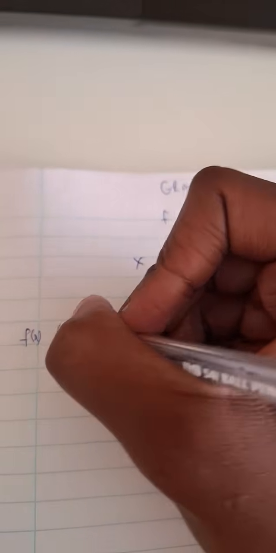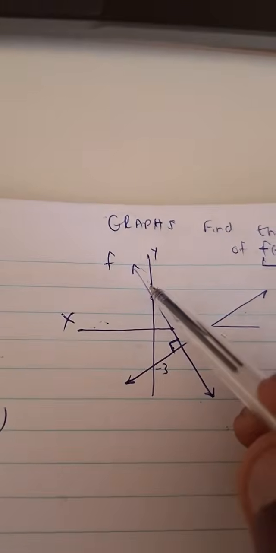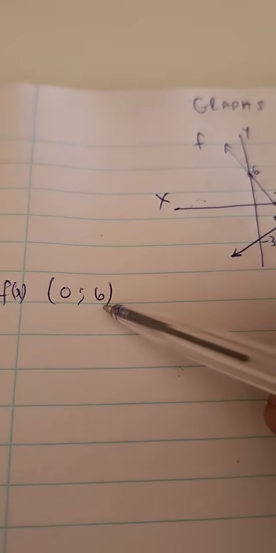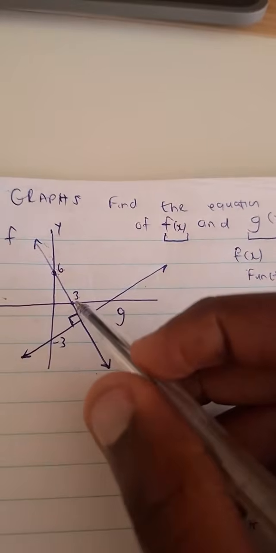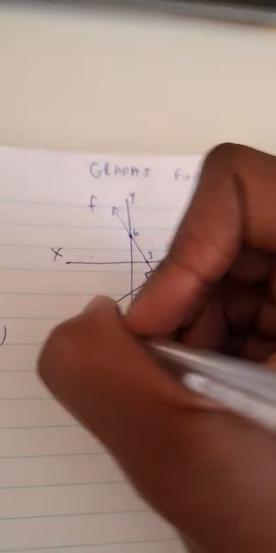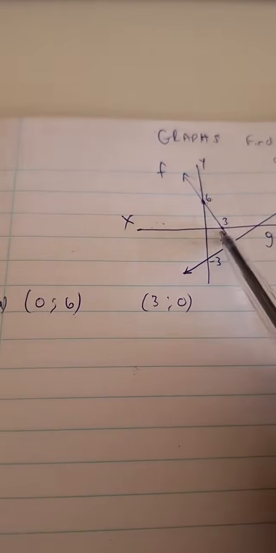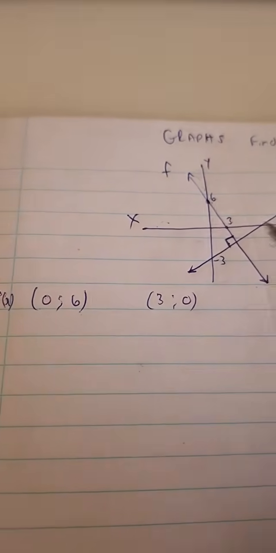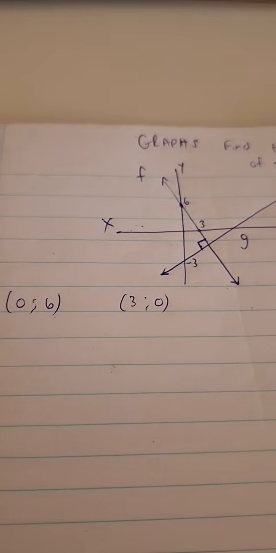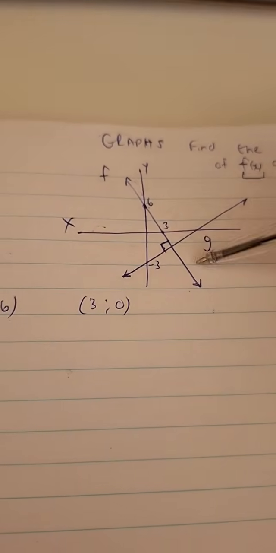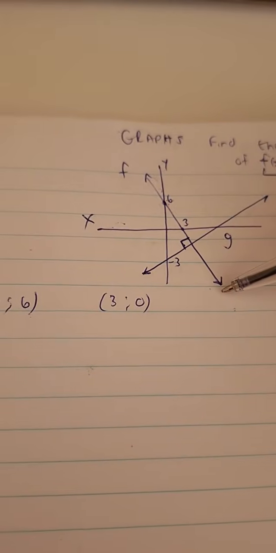So obviously for f, the function of f, we have 0 and 6. This point is 0 and 6. That's my coordinate of the y-intercept. Then here we have 3 and 0. So these are the points where this line is passing through. Okay? So if you look at this line, I can find the equation of f.